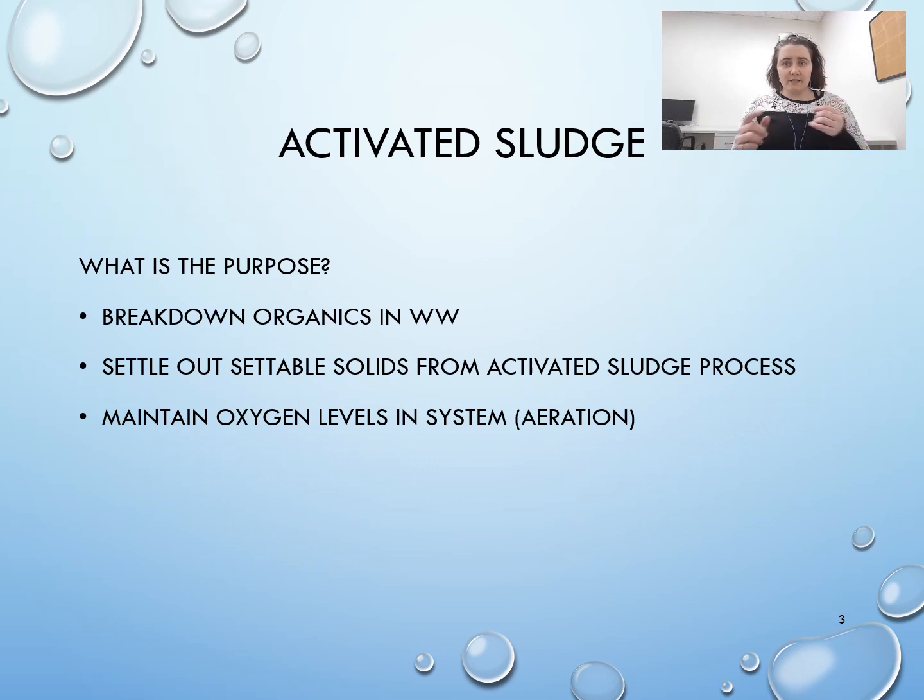The purpose of activated sludge treatment is specifically to break down and consume organics in wastewater. It's also to help us settle out some of those settleable solids from the activated sludge process. So there's still going to be solids that can settle out of the system. One thing we also have to do is think about maintaining oxygen in the system using aeration. Remember, when we have high BOD, it pulls lots of oxygen out of the system. If organisms are very active in the system, there's going to be higher BOD. So we add oxygen to the system many times in order to make sure that those levels stay relatively stable.